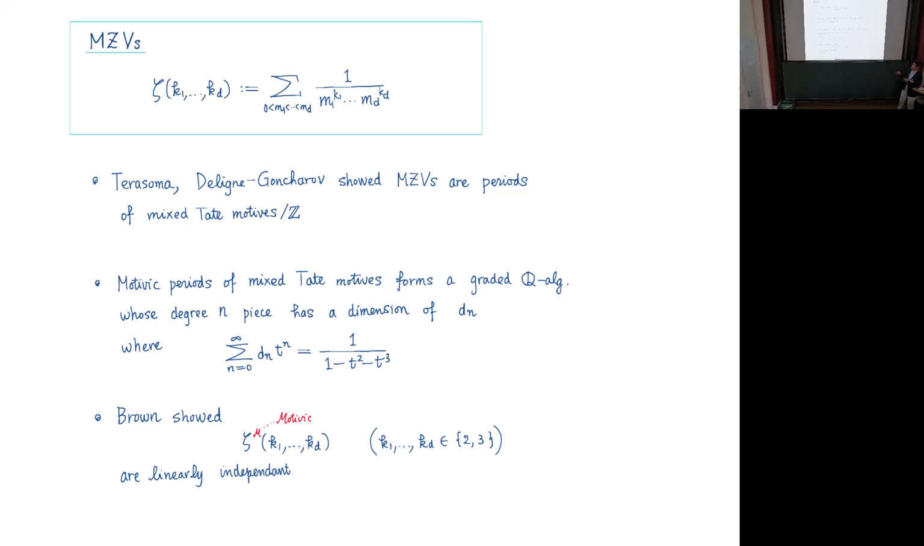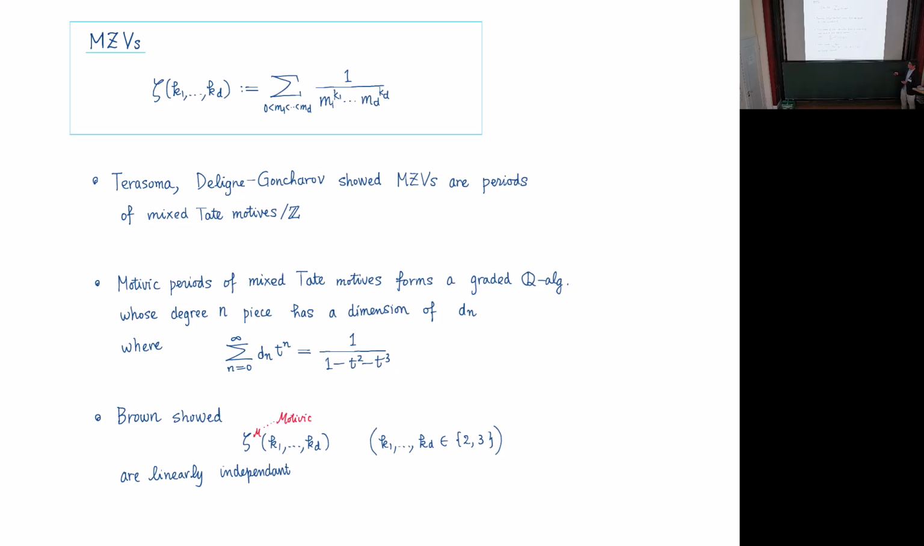Indeed, Terasoma and Deligne-Goncharov showed that these numbers are all periods of mixed Tate motives over Z. And there is a dimension formula for the motivic periods of mixed Tate motives. Motivic means it's not the real or complex numbers, but defined as framed objects, so something algebraic. This period forms a ring, and moreover it's a graded Q-algebra. If you take the degree n piece, it's finite dimensional, and the dimension is given by this generating function.